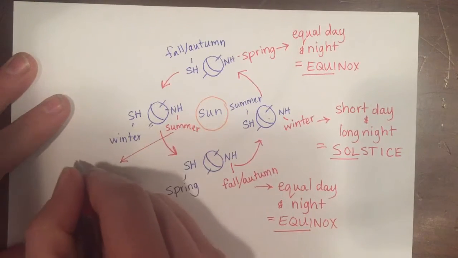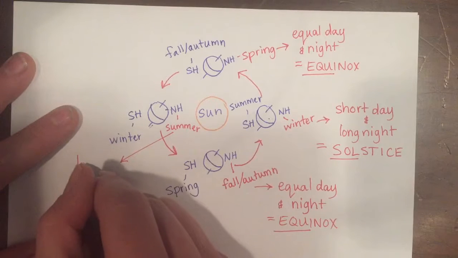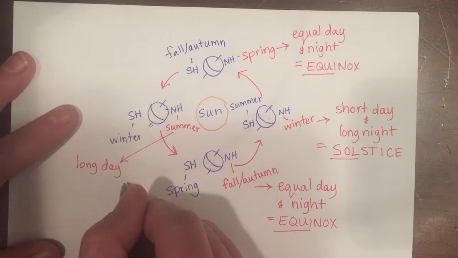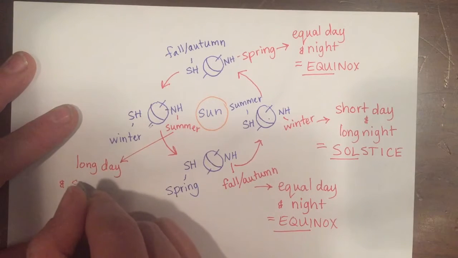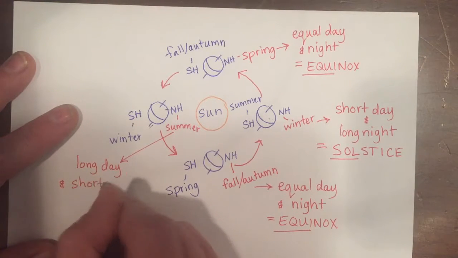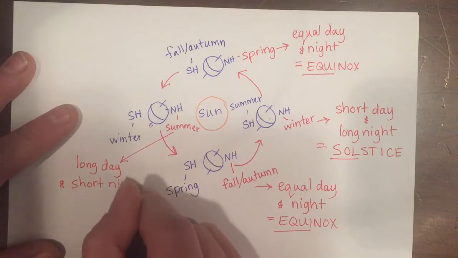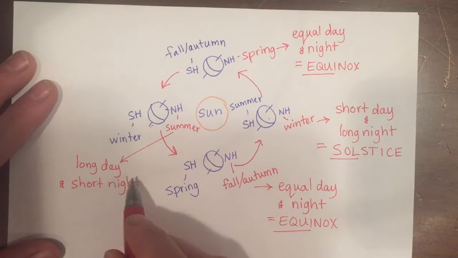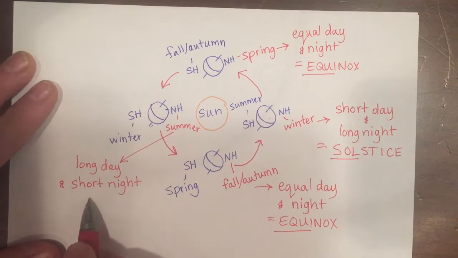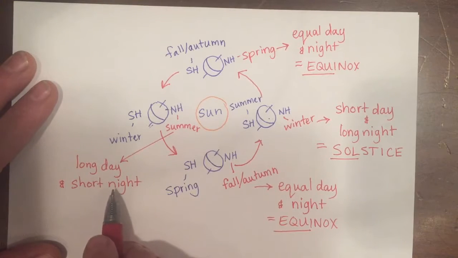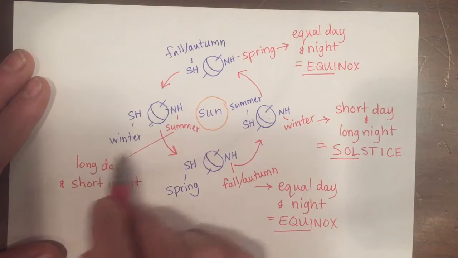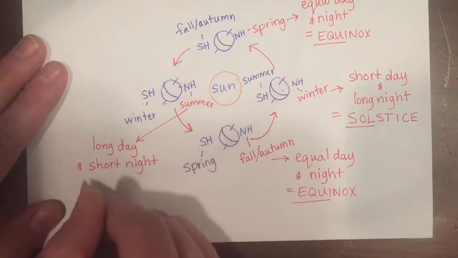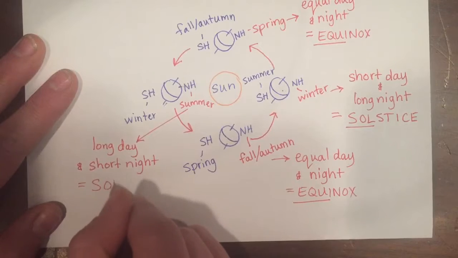In the summer, we are experiencing long hours of day, and the nighttime is shorter. It's the opposite of winter. So think in the summer when you go to the pool, and then in the evening, maybe you hang out with your friends, the sun goes down a lot later. There are more hours of daylight in the summer than in the winter. This is called the summer solstice.